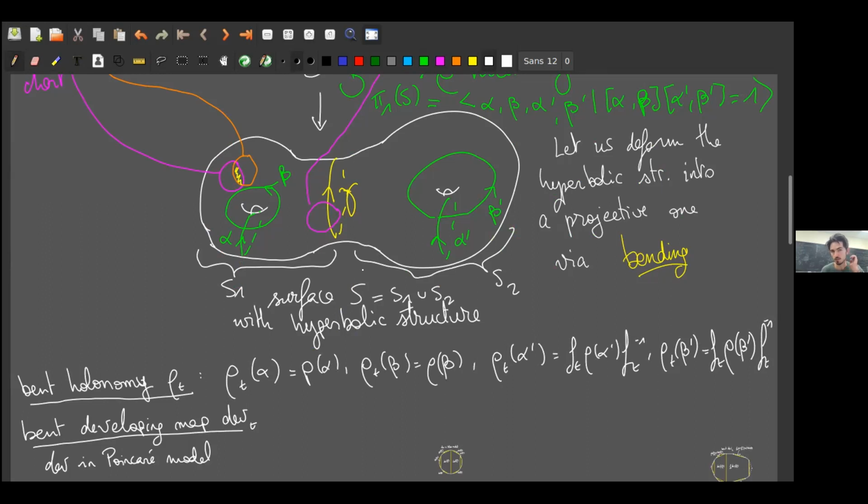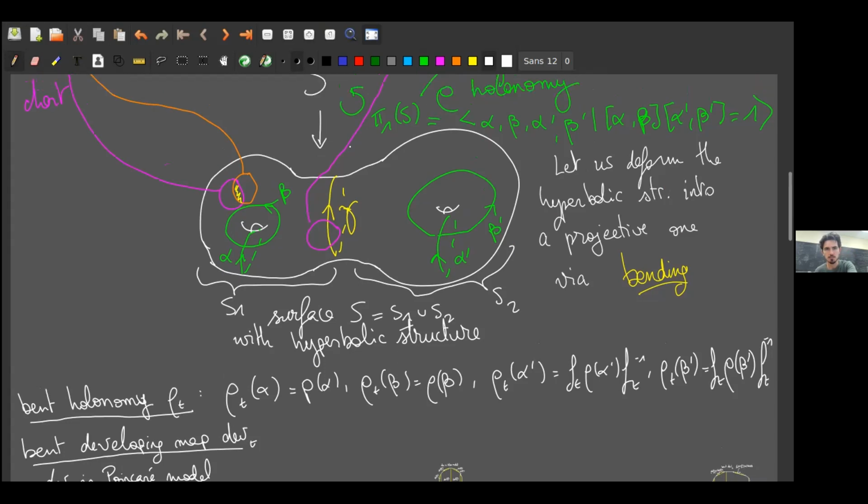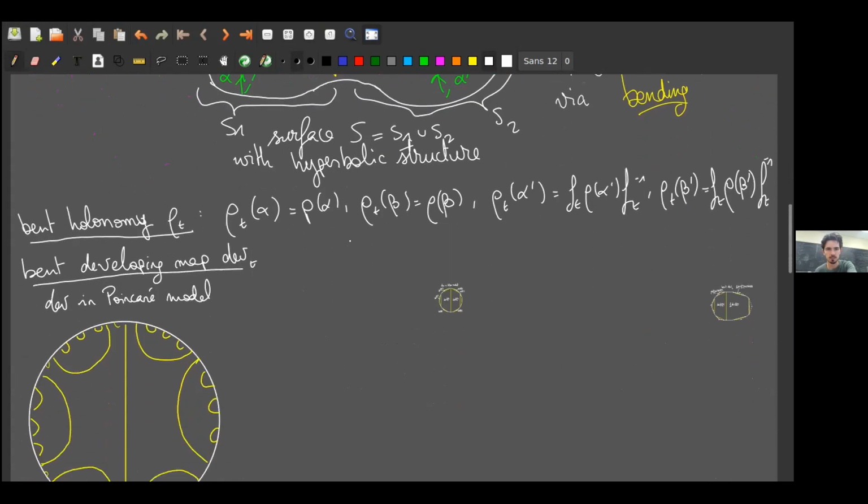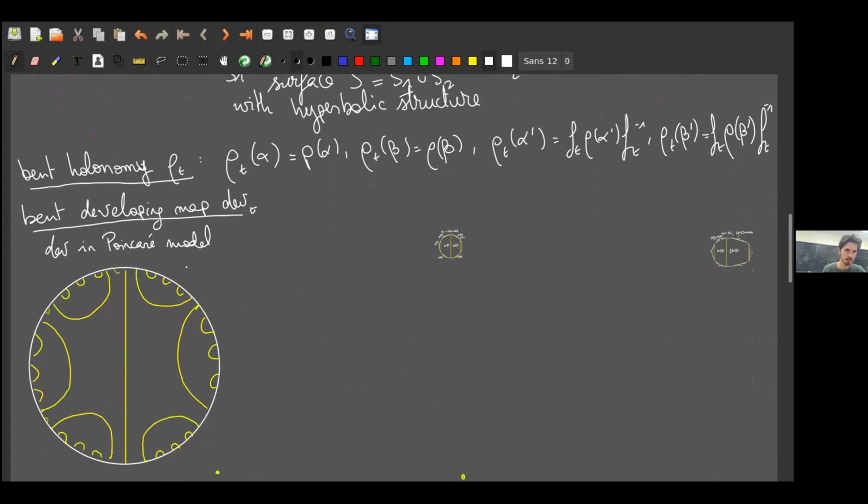Okay. Now, what about the developing map? First of all, we need to describe the universal cover S tilde as a union of copies of universal covers of S1 and S2. So in the Poincaré model, it gives the following. We have here on the left the first copy of S1 tilde. Just put a 1 to say first copy. And here a copy of S2 tilde. And all around the first copy of S1 tilde, adjacent to it, we have infinitely many copies of S2 tilde.